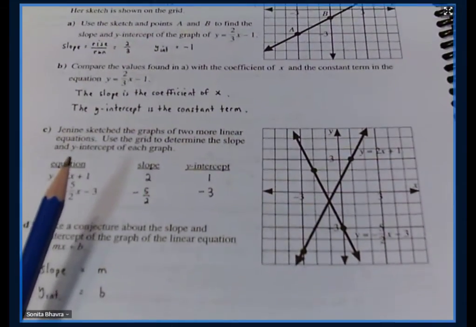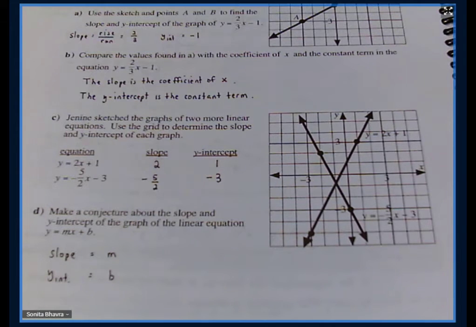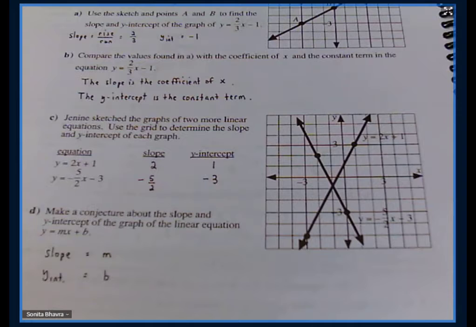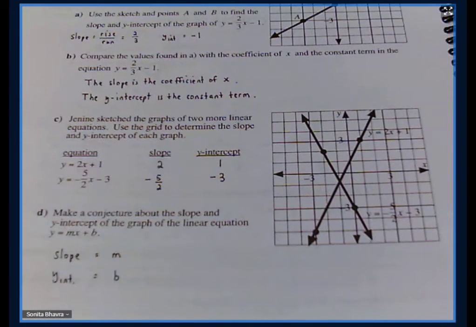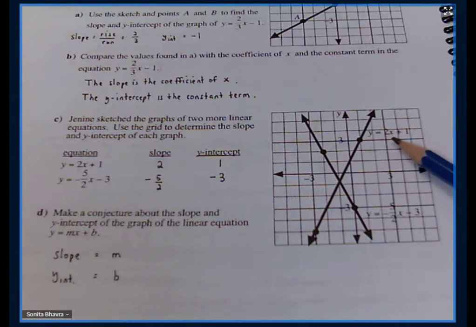Let's take a look here. We have Janine sketched the graphs of 2 linear equations. Use the grid to determine the slope and y-intercept of each graph. So we have 2 lines. One line going up is y equals 2x plus 1. We have a second line here going down. The equation of the line is y equals -5 over 2x minus 3.